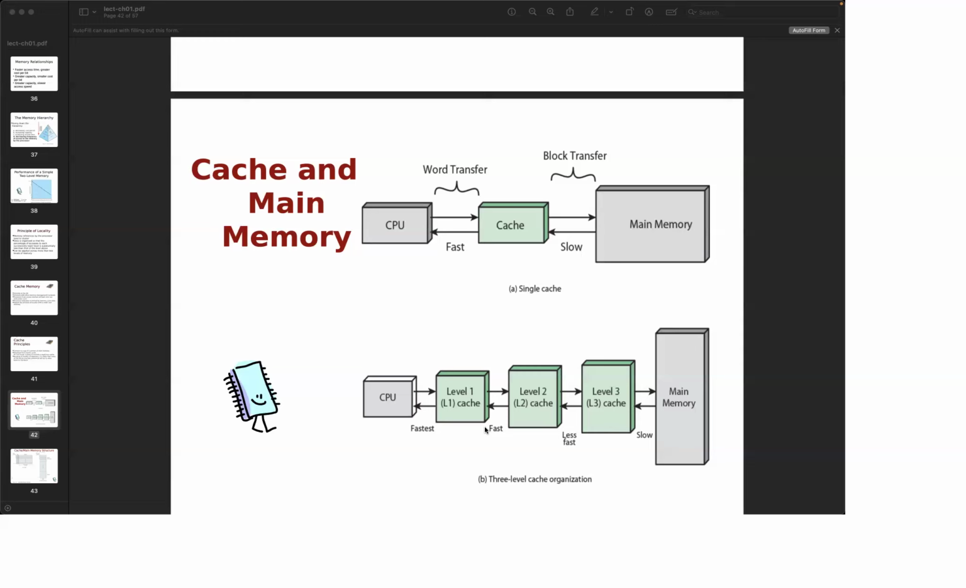Main memory in this picture, that is not RAM, right? It's RAM. Yeah, main memory, we call it main memory, it's RAM. Okay, very clear. Another name is main memory.